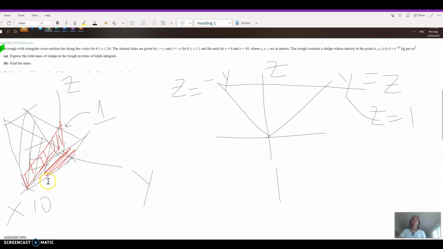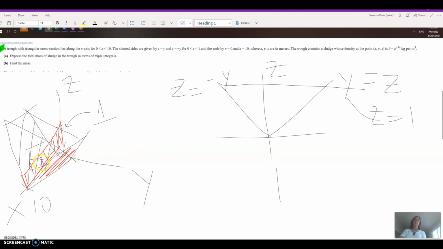The function only depends on x, and if y, right, here's my y-axis, if y is positive or y is negative, the x values will be exactly the same, changing from 0 to 10. So the density of the sludge, the food inside this trough, is the same on both sides of the x-axis. That can make my integration a little bit easier because I'm going to integrate just this red half and then multiply by 2, because I have symmetry not only of the volume, but of the actual function as well.